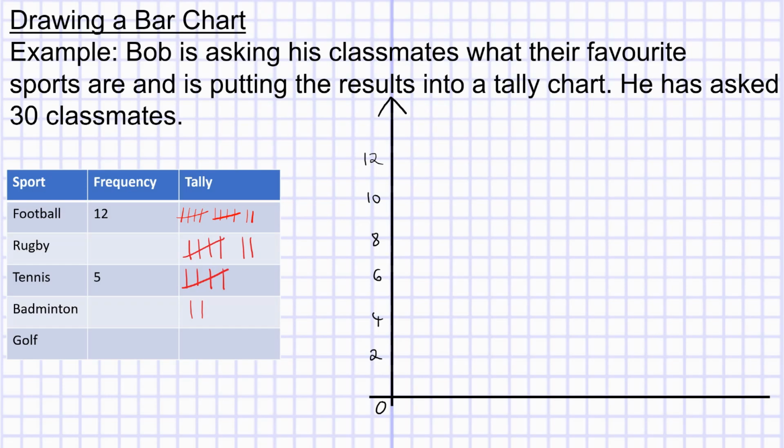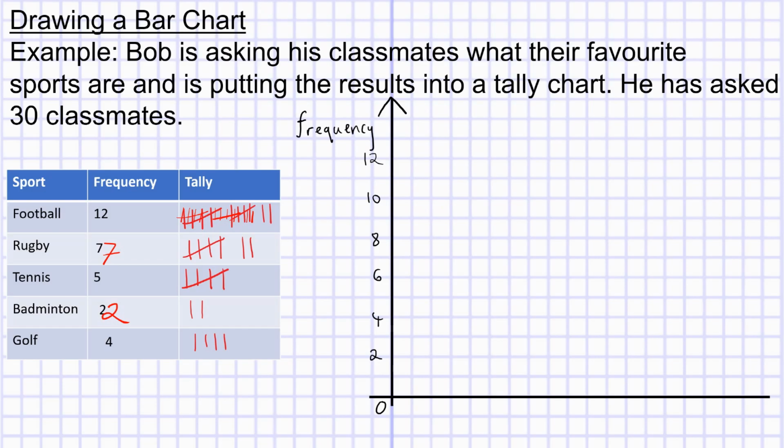If I read how many tally marks there are for rugby, there's 7, because 5 means that you put 4 and then draw a sideways line through them all. Badminton, there's 2, and golf has not been completed yet. So if we just complete that quickly, for golf there's 4. And what we can do now is draw the bar chart.